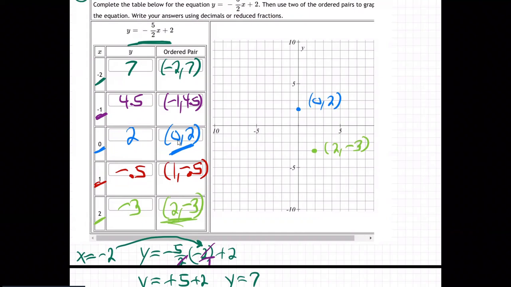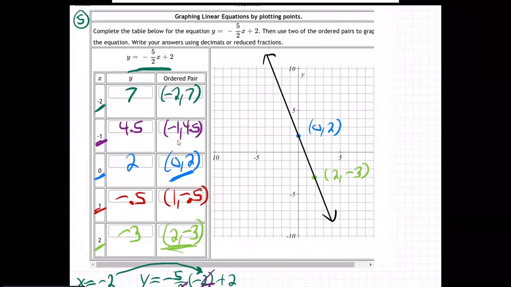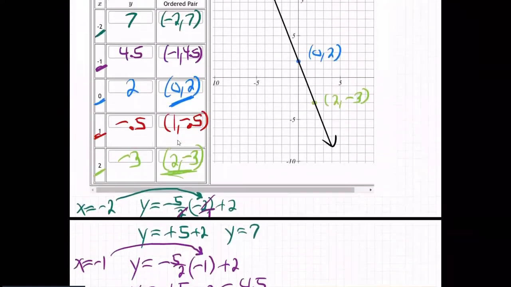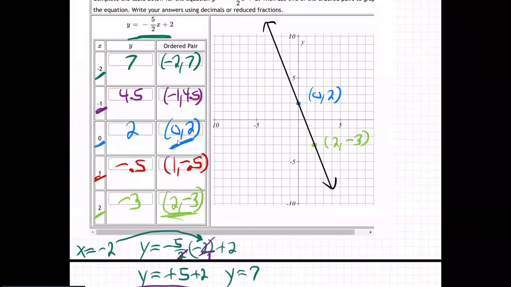And now I just connect the dots. Something like that. So your line will come out something like that. And there we go. So what we did, we plugged in each of these x values to this equation down here. I showed all that. Hit the buttons on the calculator, got the ordered points, put 2 of them on the graph to make the line. There we go.